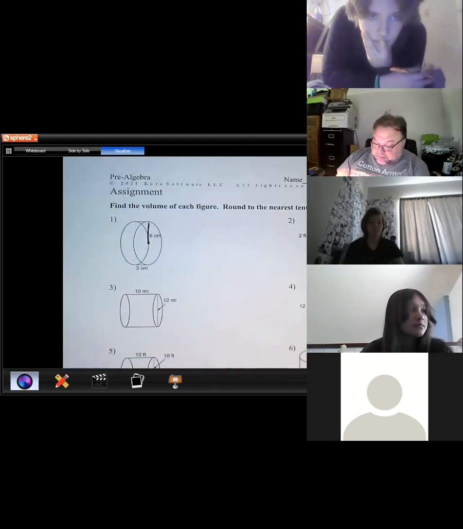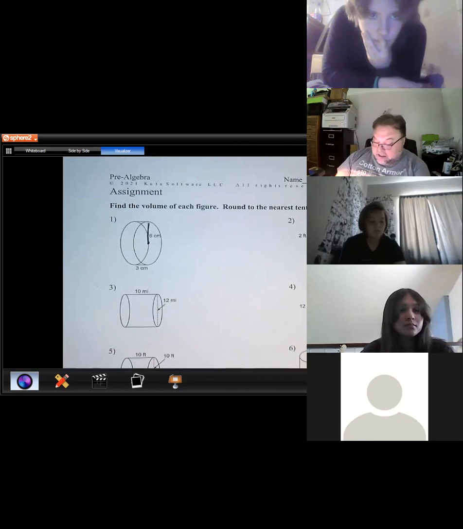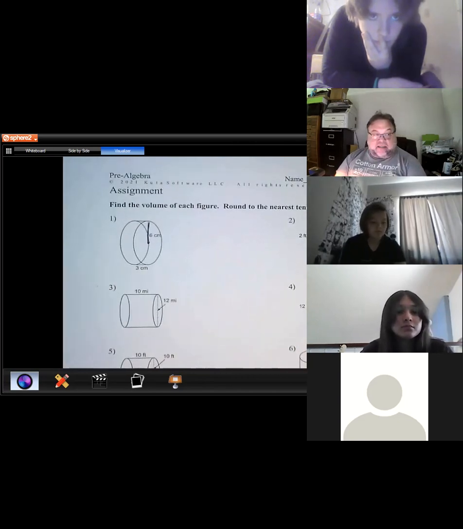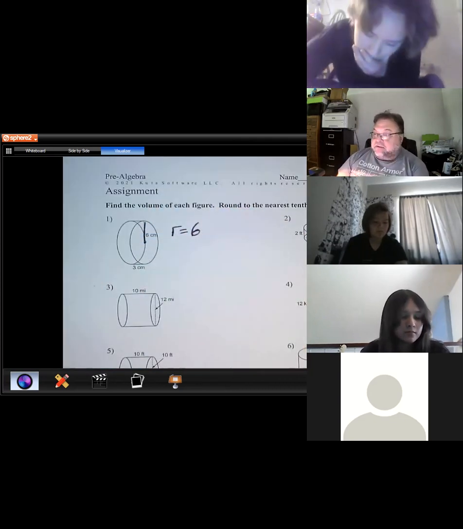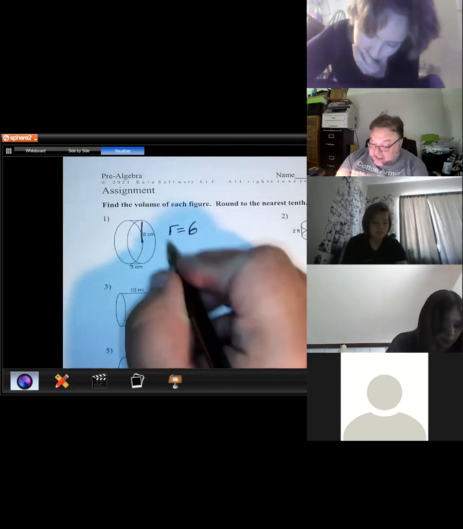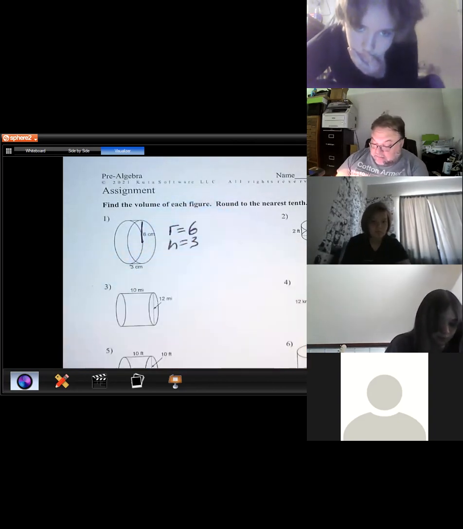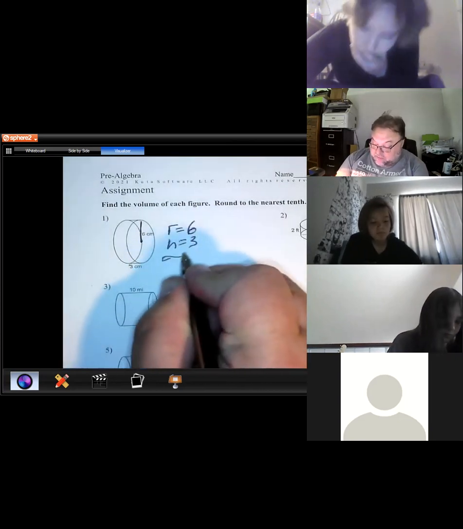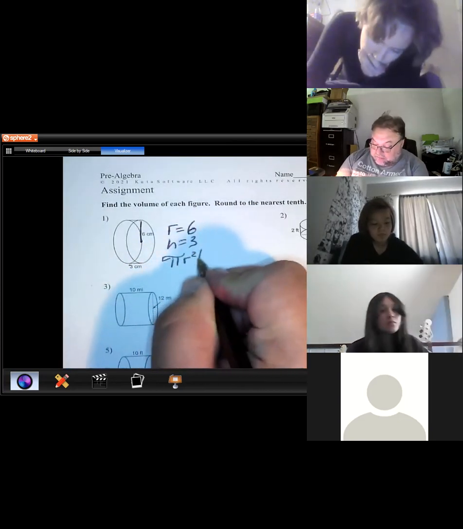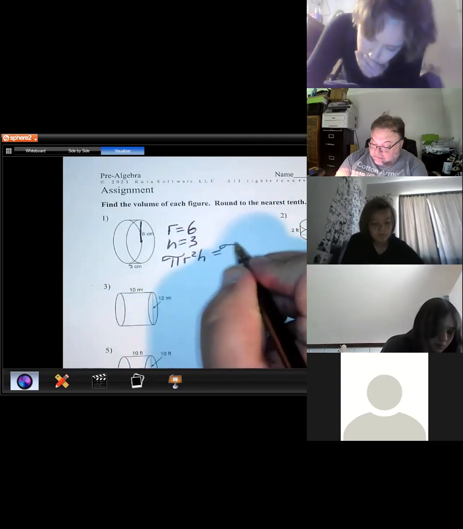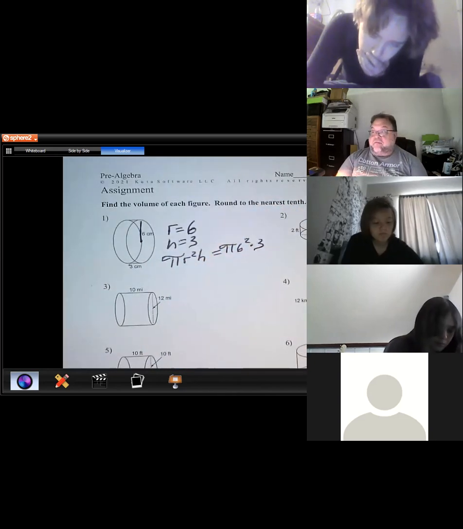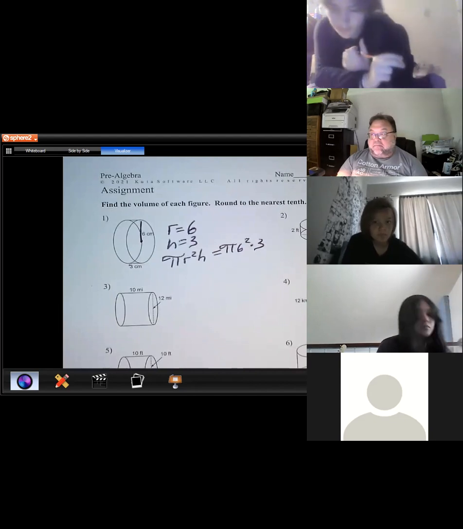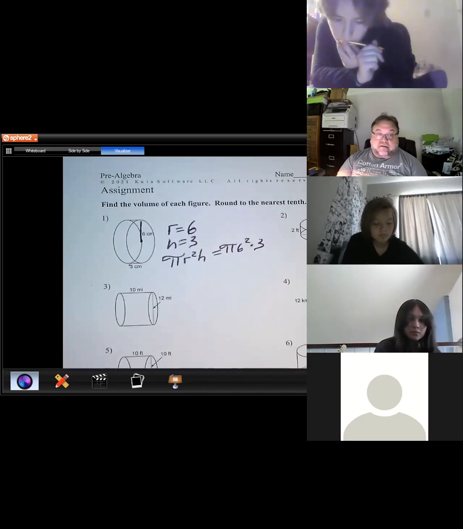Now we'll see that the 6 centimeter measurement is a line that is halfway through the circle. That means it's our radius, so we're going to say r equals 6. This 3 is indicated as being our height. Now we're going to plug into the formula. So I plugged my numbers into my formula, and now all I have to do is calculate.